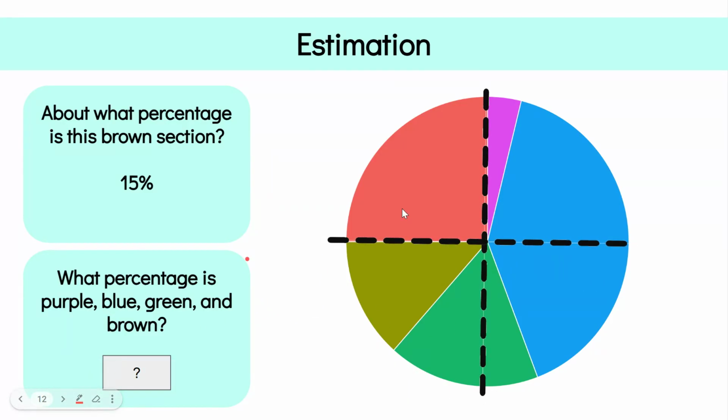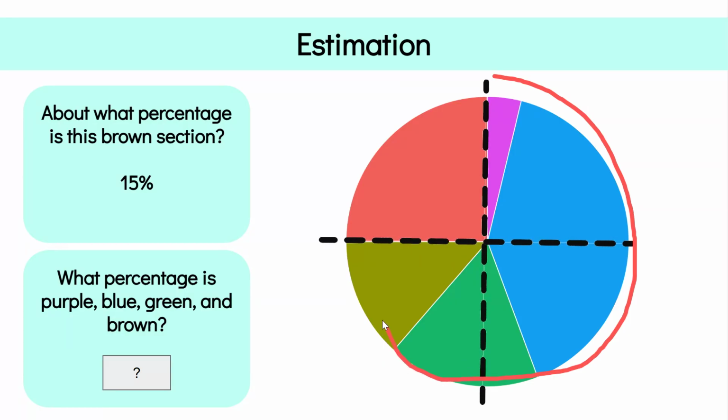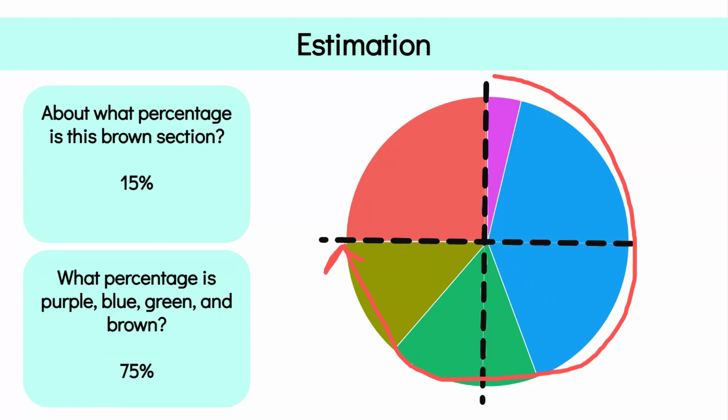What percentage is purple, blue, green, and brown? So that's right here. Purple, blue, green, and brown, almost all the way around. We know it's definitely more than half of that circle. In fact, it's 3/4 of the circle, and 3/4 is 75 cents, 75%. And again, this is something that you cannot estimate well with a bar graph. So this is one of the pros of a circle graph.